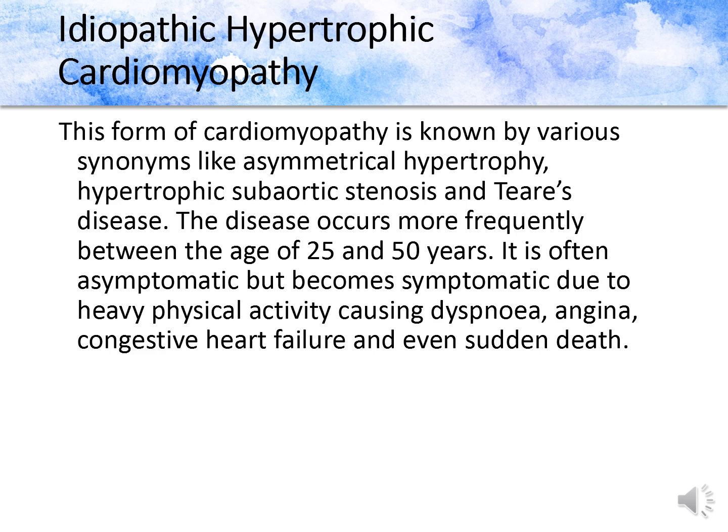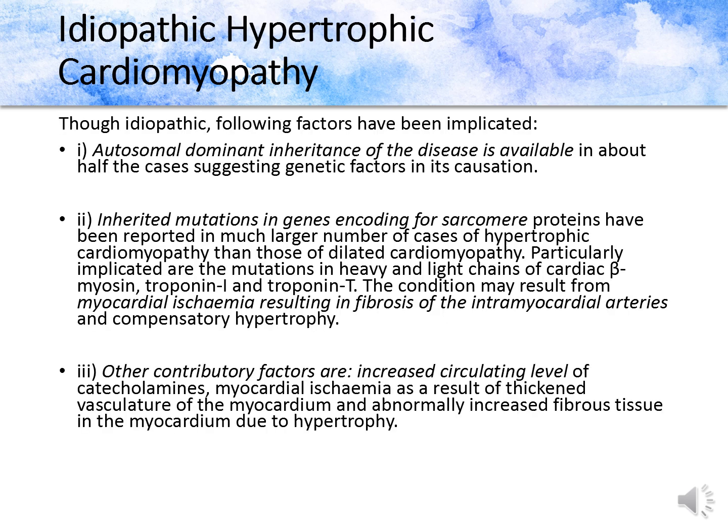Idiopathic hypertrophic cardiomyopathy. This form of cardiomyopathy is known by various synonyms like asymmetrical hypertrophy, hypertrophic subaortic stenosis, and Teare's disease. The disease occurs more frequently between the age of 25 and 50 years. It is often asymptomatic but becomes symptomatic due to heavy physical activity, causing dyspnea, angina, congestive heart failure, and even sudden death of a patient.